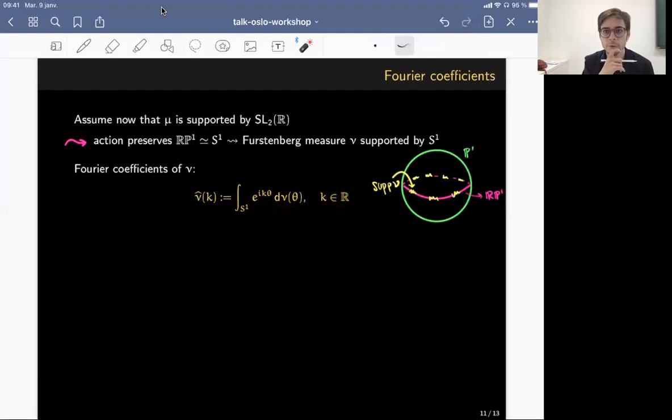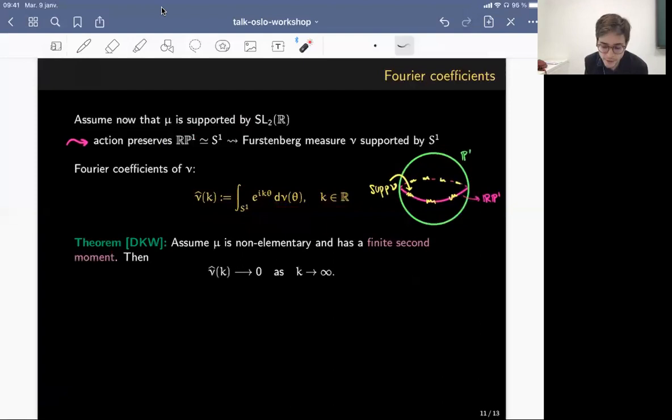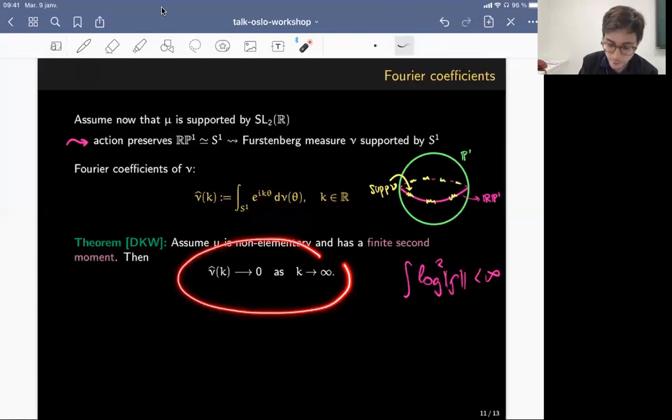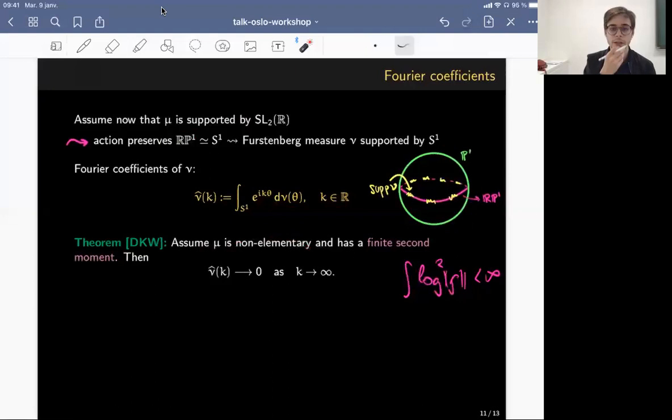So suppose that mu is non-elementary and has a finite second moment. So again, this condition here. Then we can show that this Fourier transform vanishes at infinity. So if you make k tend to infinity, then these Fourier coefficients tend to zero. Okay. So this is an important property.